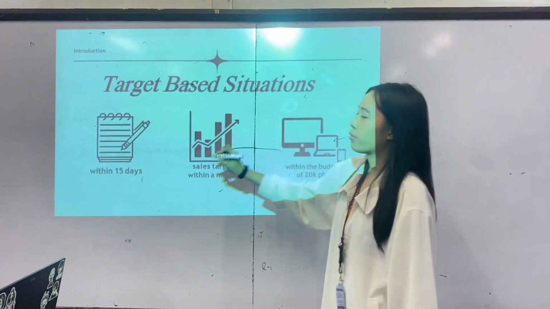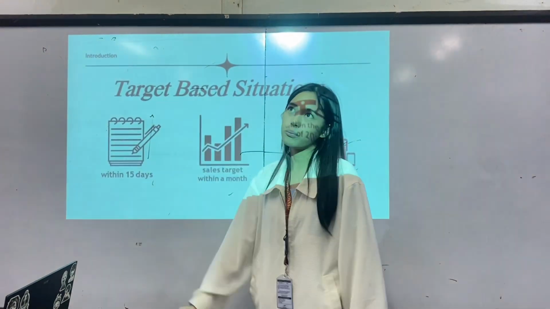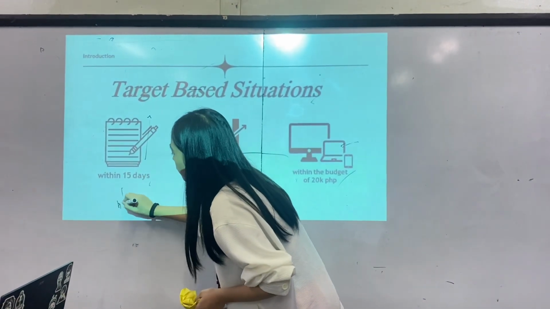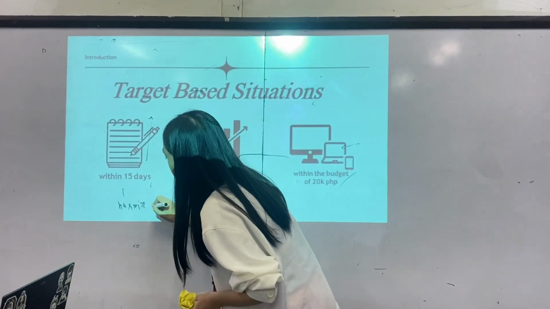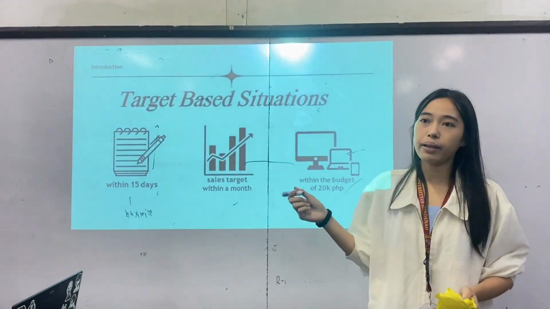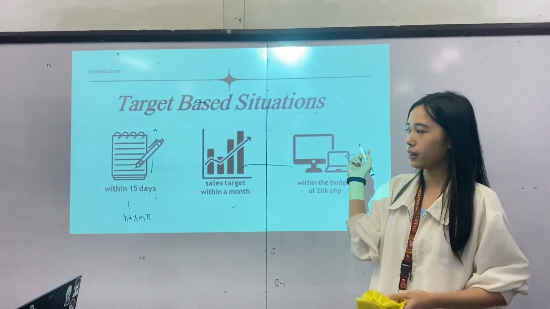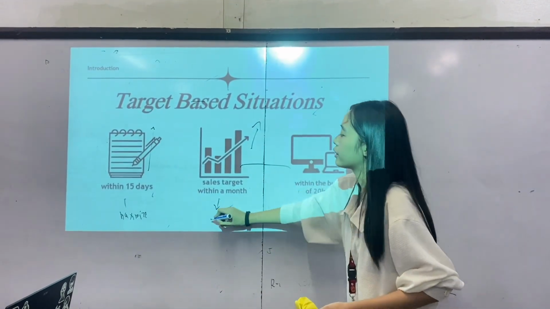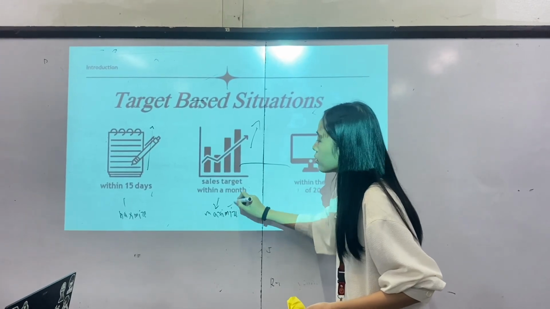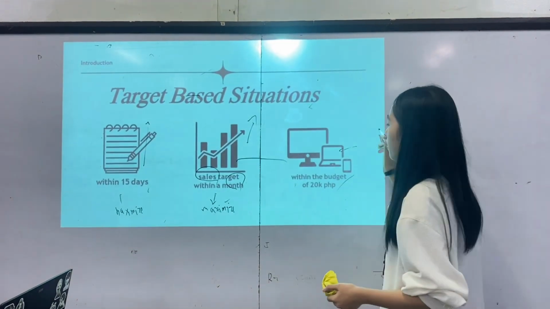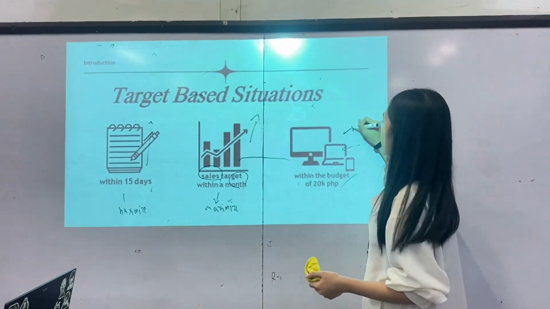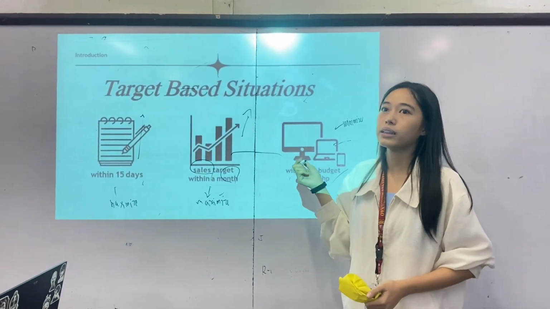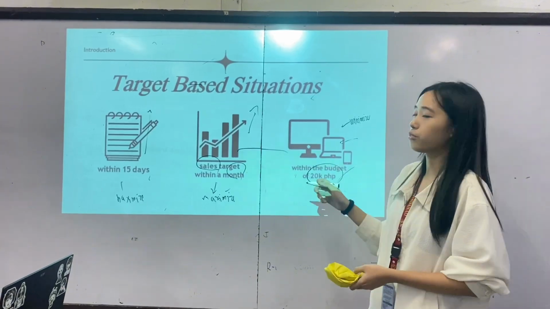So, for the first example, the student wants to finish his homework within 15 days. This means that the student wants to maximize his time, and his aim is to have a higher score once he completes his homework. Whereas in the sales target, the CEO wants to actually increase, or when we say maximize, sales within a specific month. And in here, the budget is actually minimized, because the aim of the consumer is that he doesn't want to cost as much, but at least to spend within his budget of 20,000 pesos.